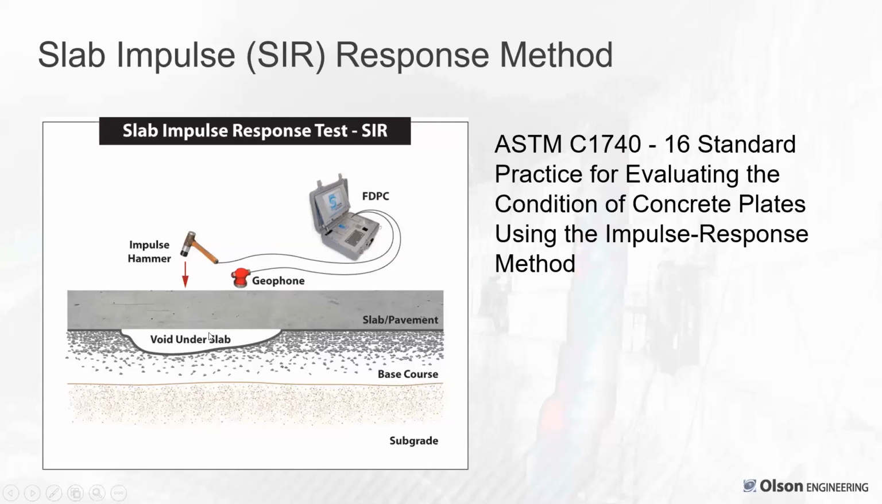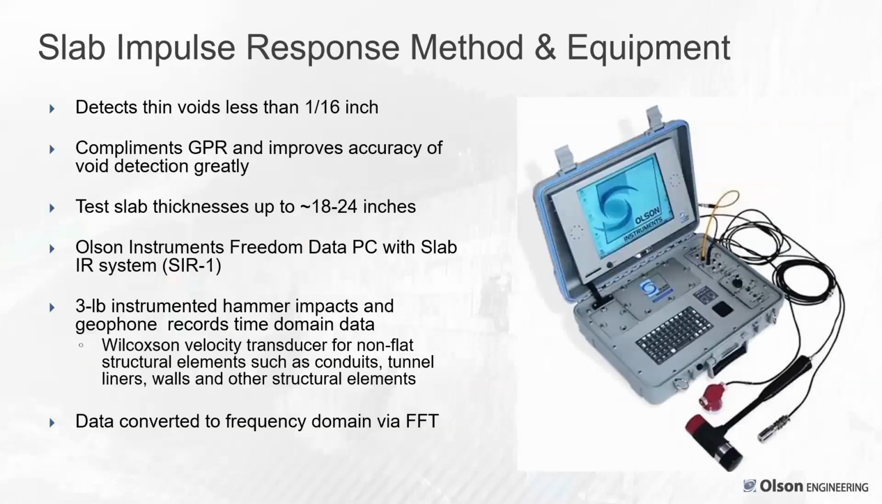A void will be more flexible and less stiff. And it's sensitive up to about 2 feet thick for impulse response. Then it gets to be too thick in the concrete. So the slab impulse response equipment is shown here. It can also be in the NDE 360. If you have a slab that slopes more than 10%, then the normal 4.5 hertz geophone will not work so well because it's a coil magnet system.